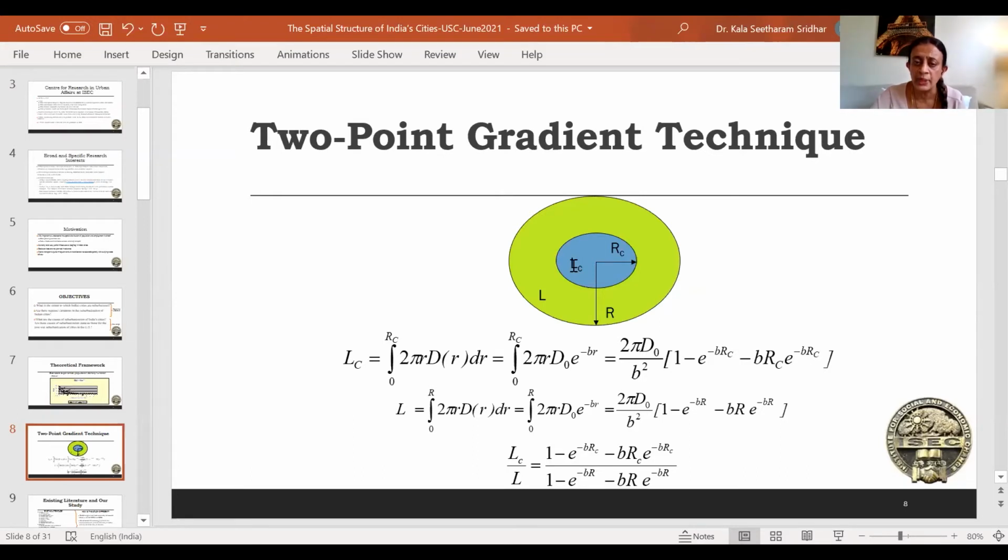When you integrate this density function, you get one expression for LC. LC refers to population of the central city. RC refers to radius of central city. L refers to population of the entire metropolitan area. R refers to radius of the entire metropolitan area. So now you do this integration, just summing up of population density over the inner circle, you get LC, and this is one expression you get.